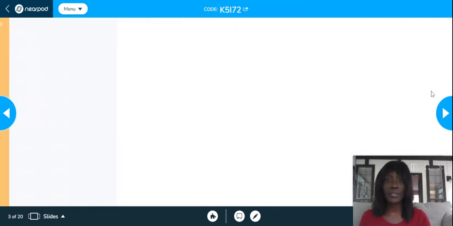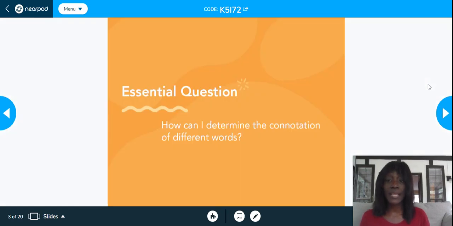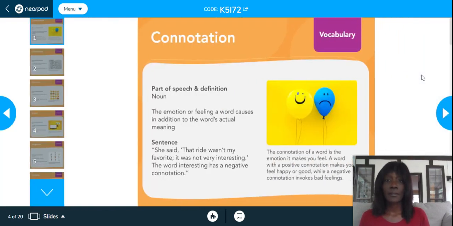Let's get started with the essential question, and that is, how can I determine the connotation of different words? So let's begin with defining connotation. Connotation is a noun, and it is the emotion or feeling a word causes in addition to the word's actual meaning.